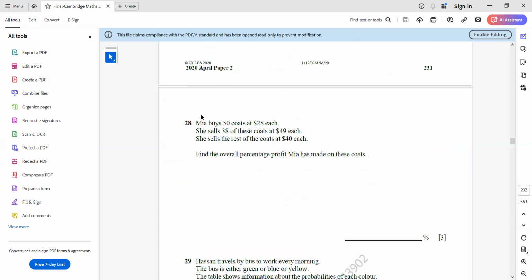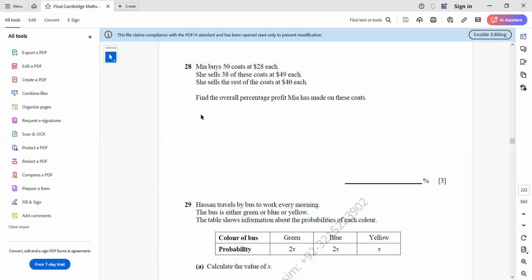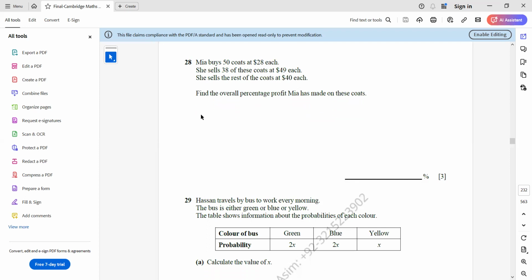Then the next question, question number 28. Mia buys 50 coats at $28 each. He sells 38 of these coats at $49 each. She sells the rest of the coats at $40 each. Find the overall percentage profit Mia has made on these coats. First of all, you need to have the total selling price and the total cost price, and from there we can find out the profit.